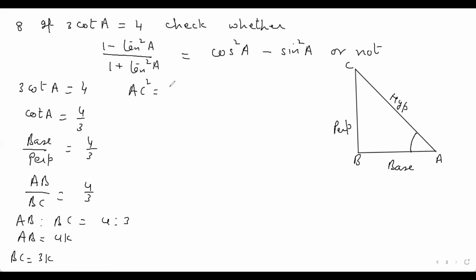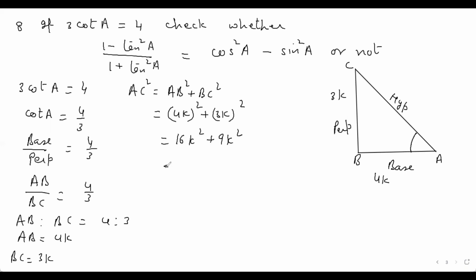AC square is equal to AB square plus BC square. AB is equal to 4K and BC is equal to 3K. It means 4K whole square plus 3K whole square. It means 16K square plus 9K square. It means 25K square. So AC is equal to 5K.